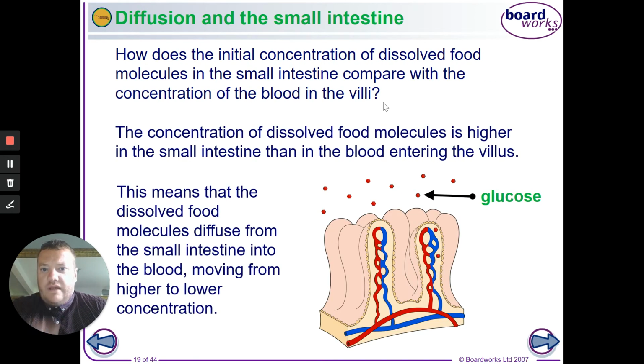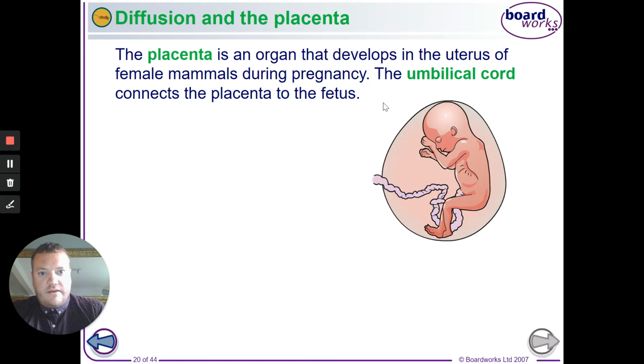So here it happens because there's a high concentration of food inside your gut, inside your small intestine, and there's a low concentration of food in the blood that's in your intestine wall. So of course we know diffusion goes from high concentration to low concentration. Therefore it will move from the inside of your gut to your blood, which is in your intestine wall. Okay, but that doesn't always happen, and we'll look at that in a sec.